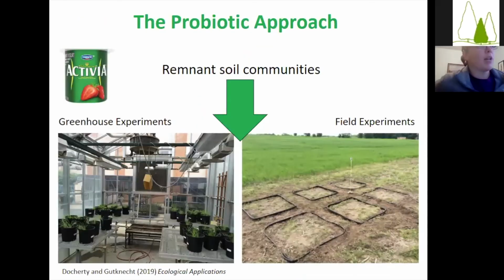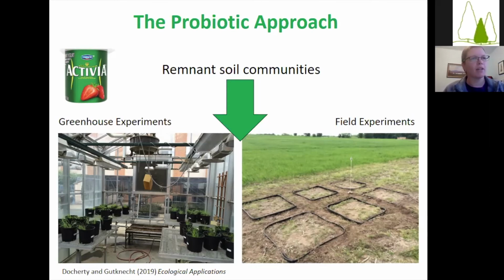The probiotic approach, we attempted a couple of times. We added remnant prairie soil microbial inocula, so we did cellular extractions. We also added soil, in experiments in both the greenhouse and the field. The greenhouse experiment was with plants of different numbers of plant species. In the field experiment, it was in 1 by 1 meter plots where we added inocula of remnant prairie soil microbial communities.